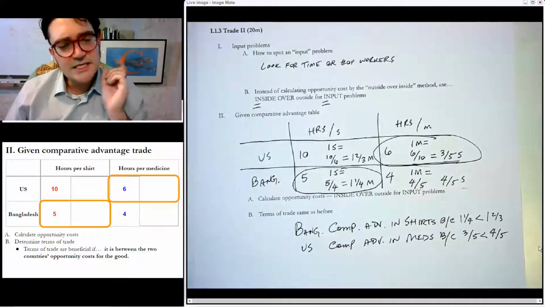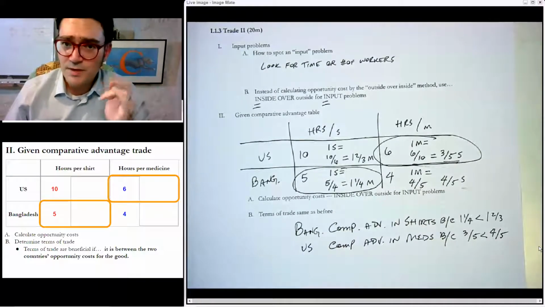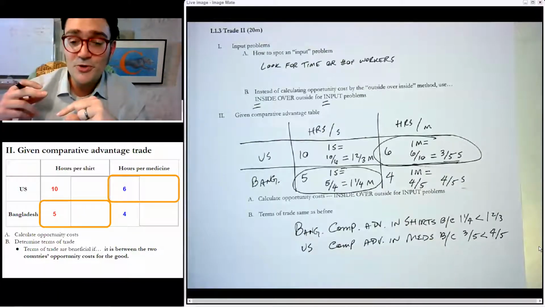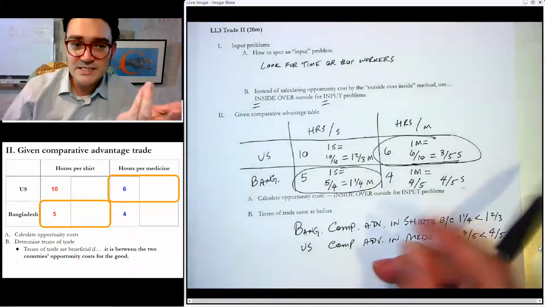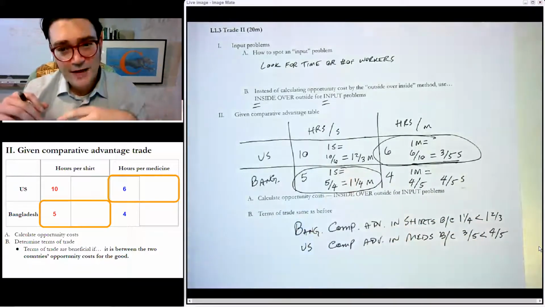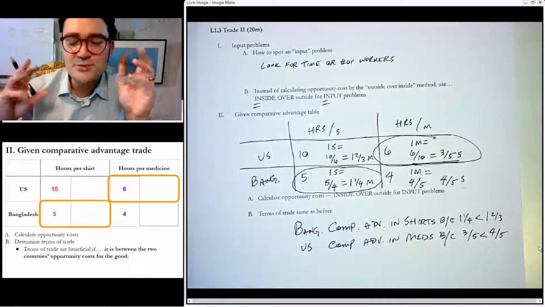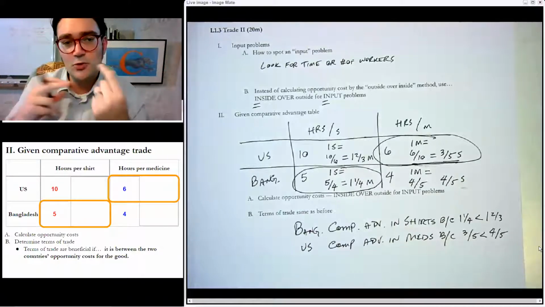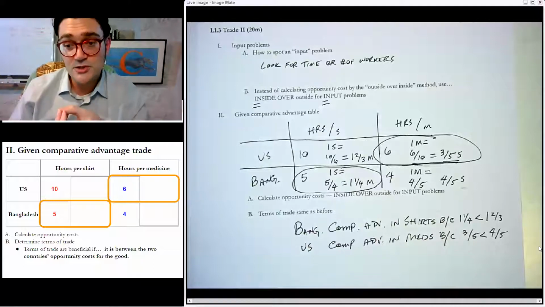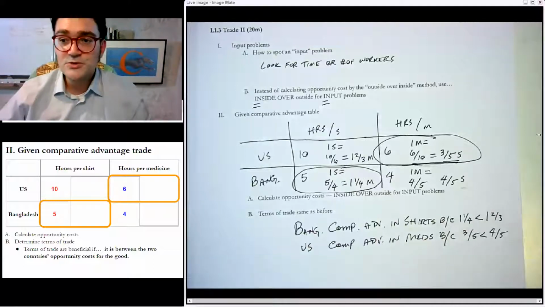The last thing I'll say is I taught you the quick and dirty method before. With these, you can still use the quick and dirty method, but it's the smaller number in this case. 5 times 6 is 30. 4 times 10 is 40. So you want fewer hours. Again, 30 and 40, those numbers don't mean anything. It just allows us to quickly see which one has comparative advantage in which of the two products. So hopefully this helps you with input problems.